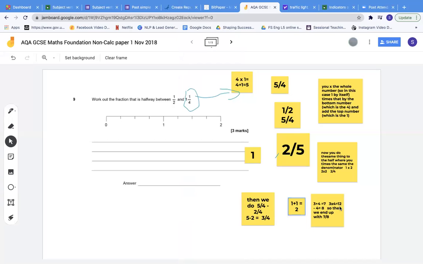Okay. So first, what I did was the proper fraction, so the one whole with the one quarter, I made that into an improper fraction. So what I had done was 4 times 1, which gave me 4. Then I did 4 plus 1, which gave me 5. So here I had 5/4. So here I explained you times a whole number. So in this case, 1 by itself times the bottom number, which is the 4, and then add the top number, which is 1. So then that gave me 5/4.